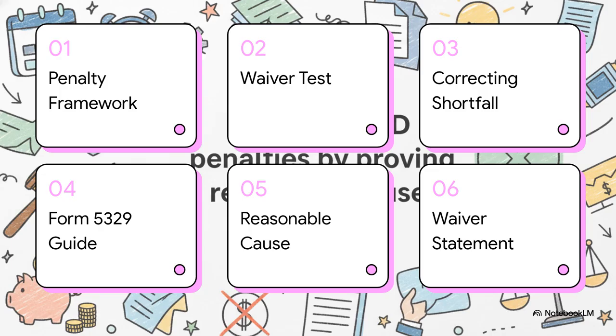All right, here's the game plan. We'll kick things off with the penalty framework. Then we'll break down the legal test for getting a waiver. From there, it's all about the practical steps: fixing the error, walking through the form line by line, really understanding what the IRS considers reasonable, and then finally, how to draft a waiver statement that's actually persuasive.